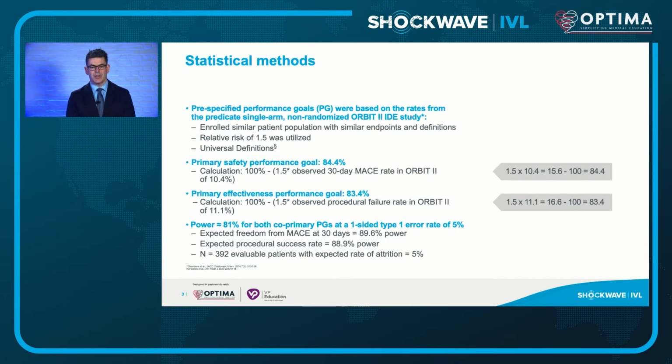The statistical methods were based on the predicate Orbit 2 IDE study. So we were enrolling similar patient population with similar endpoints and definitions. And a relative risk of 1.5 was utilized using the universal definitions. The primary safety performance score was 84.4%. You can see the calculation there. And the primary effectiveness performance goal was 83.4%. Statistically, this gave a power of approximately 81% for both primary performance goals with a one-sided type 1 error rate of 5%. So there was an expected freedom from MACE at 30 days, gives you an 89.6% power, and procedural success just under 89%.